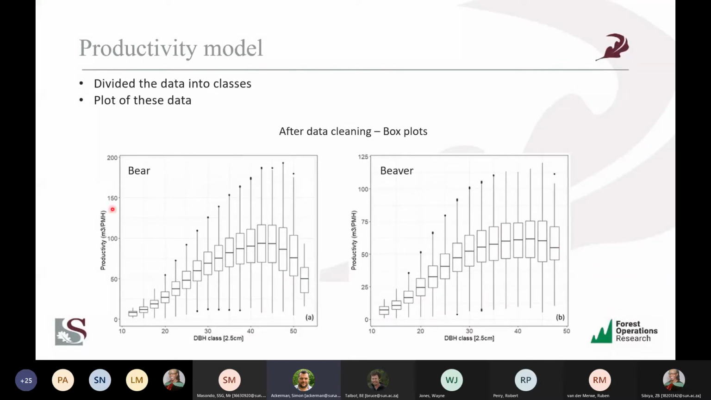It's quite important to note that on the levels of productivity, the bear runs from about 10 cubes an hour right up to about 190 in terms of the bigger range at the top here, and the beaver from some of the lower ends to about 150, where the medians are mid-range between those ranges.